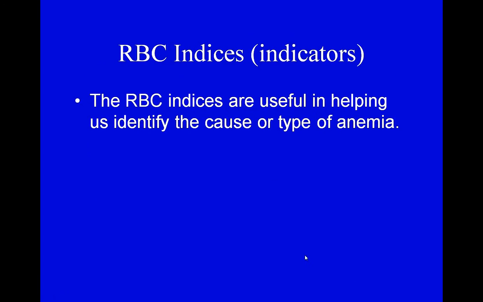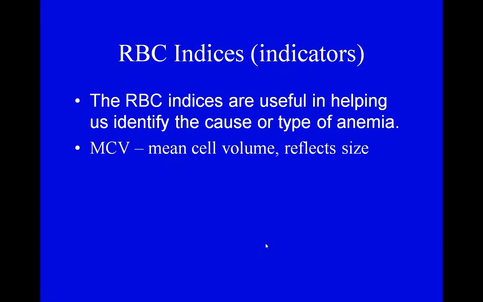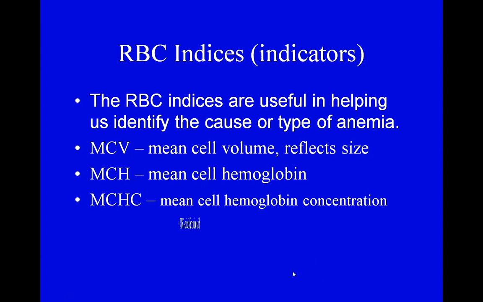Okay, those red blood cell indices, they're going to be helpful in identifying the cause or type of anemia. So if I had red blood cells that didn't have enough iron on them, you could imagine my mean cell hemoglobin concentration and my mean cell hemoglobin counts would be low. So if I have these low, it tells me a little bit about it, hey, it doesn't have enough hemoglobin on it. Maybe the cell's the right size, the distribution width is okay, but the cell doesn't have enough hemoglobin on it. Maybe the cell size is too big or too small.